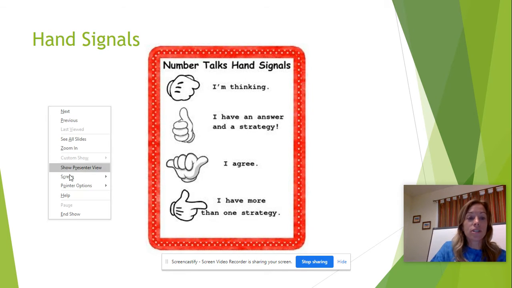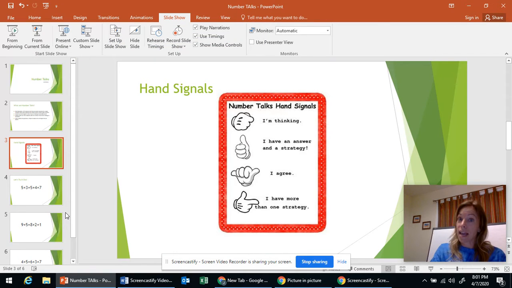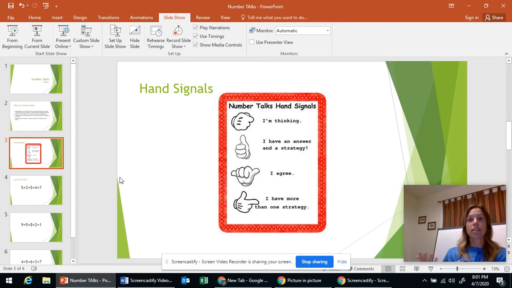So I have a helper here today who is going to help me walk through what a Number Talk would look like. Ladies and gentlemen, I'd like to introduce my lovely daughter, Isabel. Say hello. Hello.